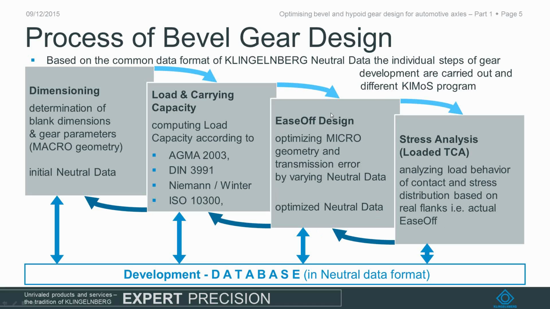So this is also an iterative process. If after the ease-off design the stress values on the flanks are too high, we have to go one step back. We have to optimize the ease-off to avoid any failures on the flank. And I will give you an example of how this works for a synthetic example that we have created. And this example is shown here.